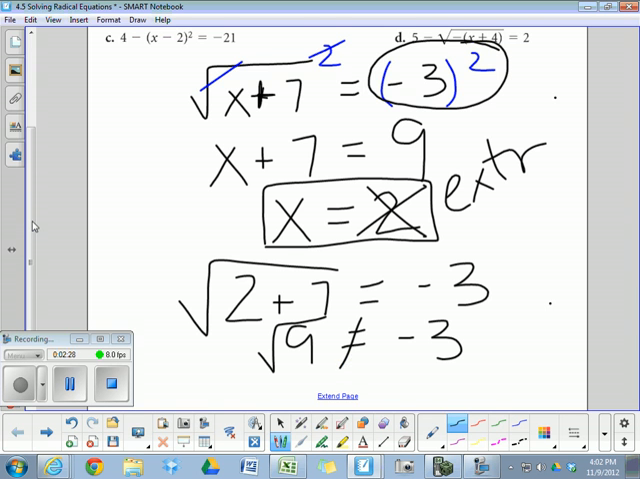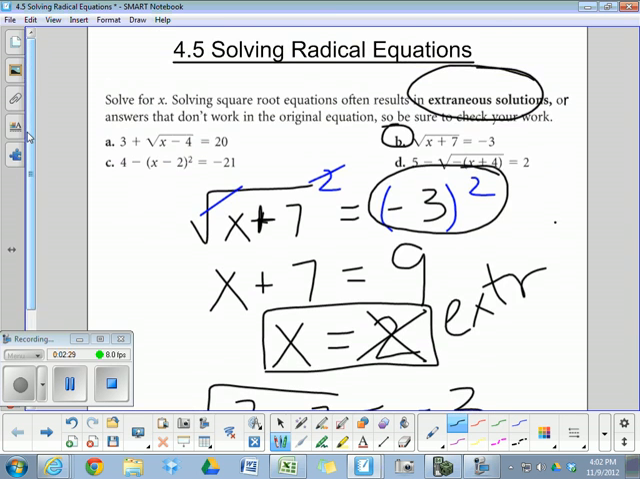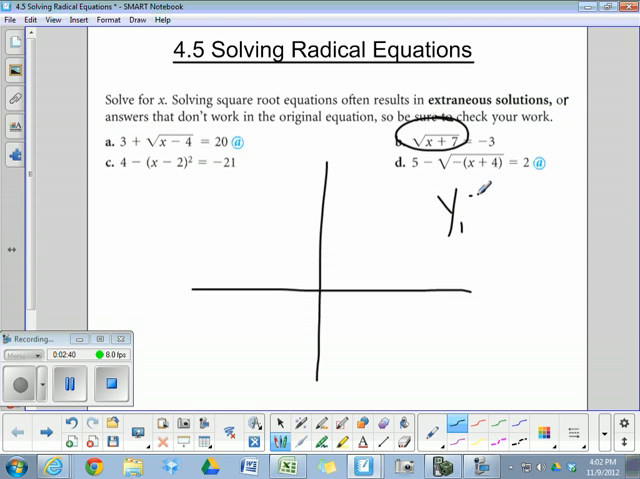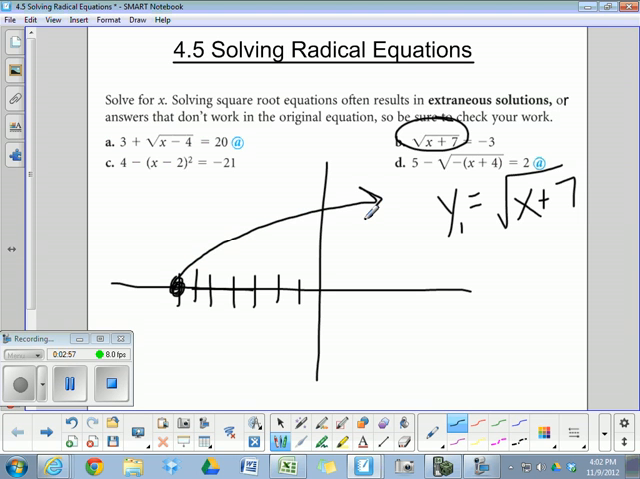Here's another way of thinking about this. In B, another way that you can get your solution is to graph. You could take y1 and plot it on a graph. You could make y1 equal to the square root of x plus 7 and graph it. Now we know from our studies that that would be a graph shifted left 7. And it would be a radical function, launching there at negative 7 and going up and to the right.